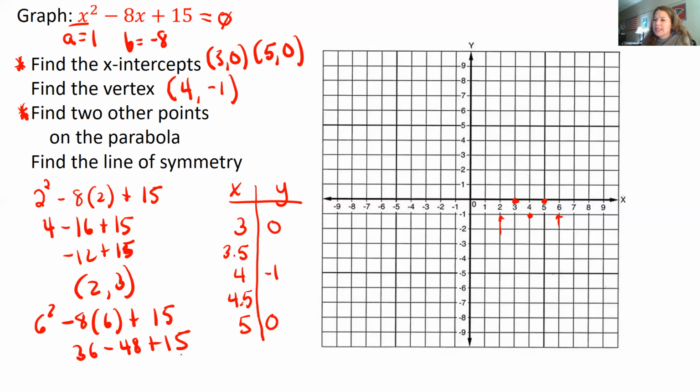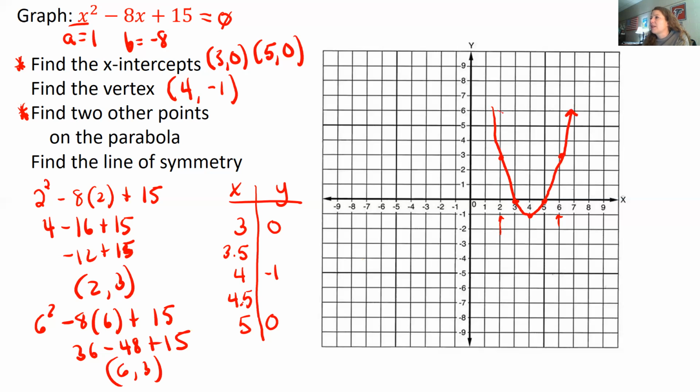So I know that 36 plus 15 is 51, right? And 51 minus 48 is 3. So when x is 6, y is also 3. So we're going to do 2, 3, and 6, 3. So this is our parabola.